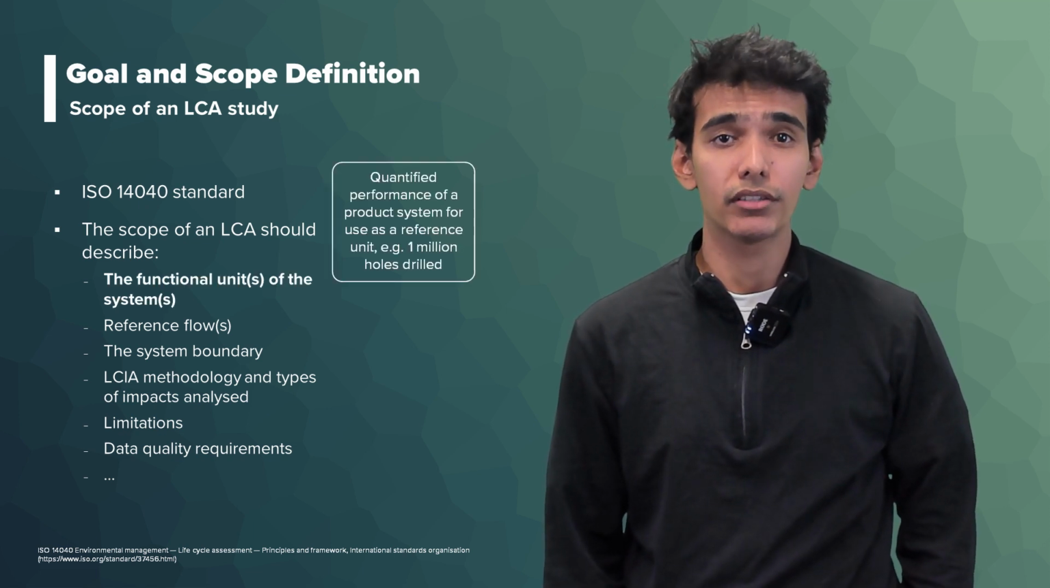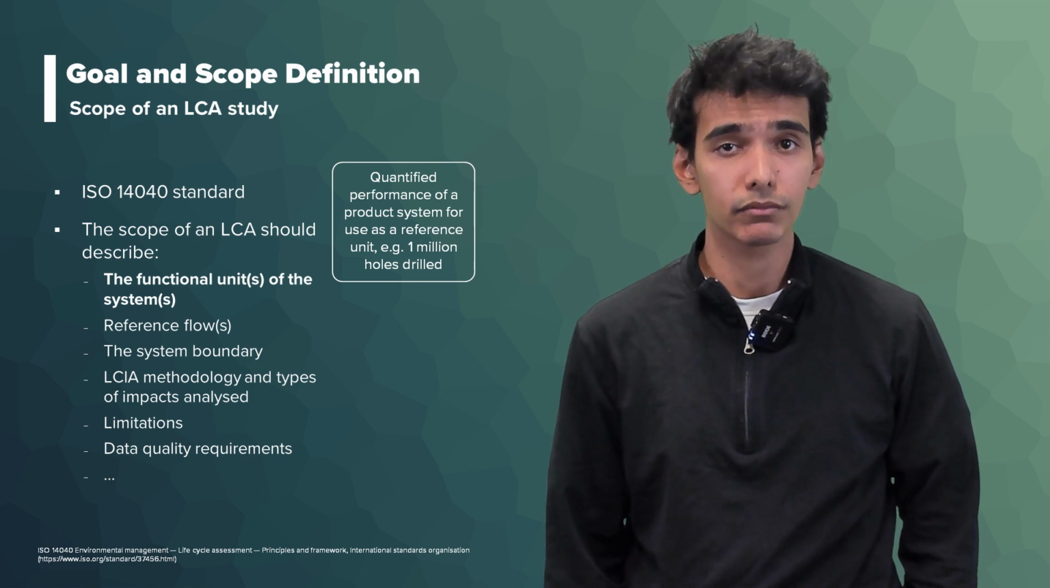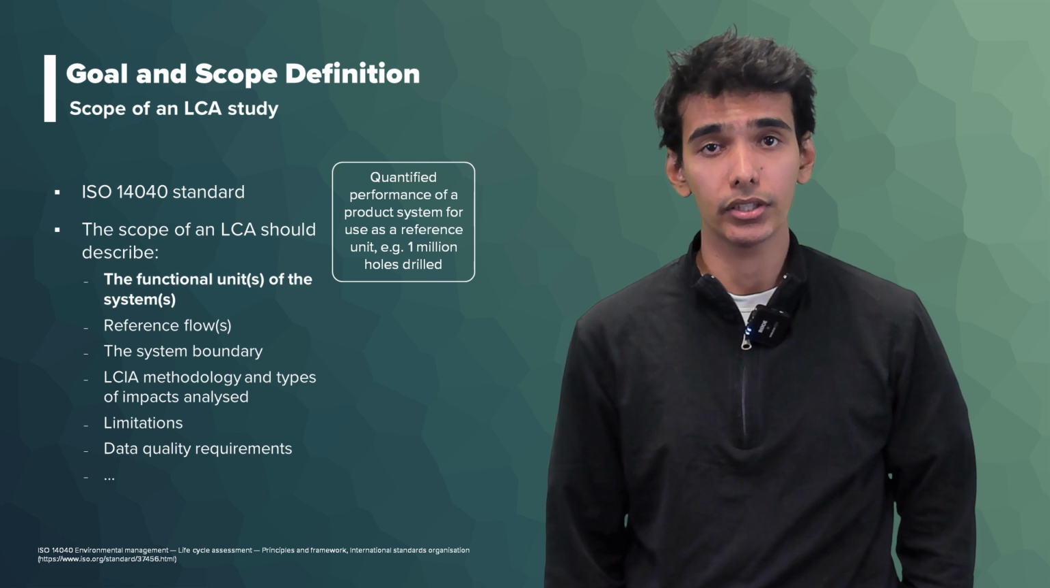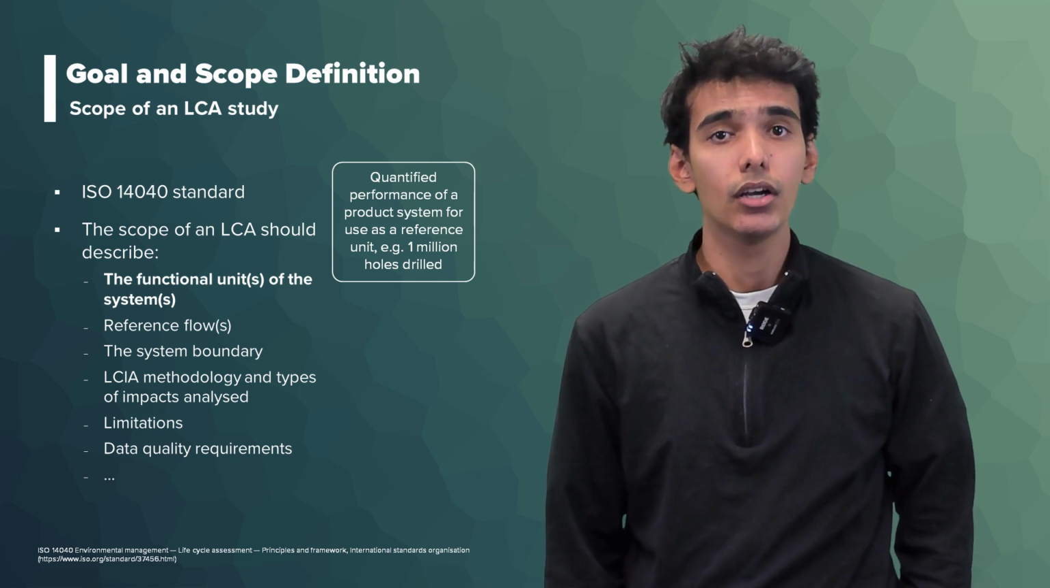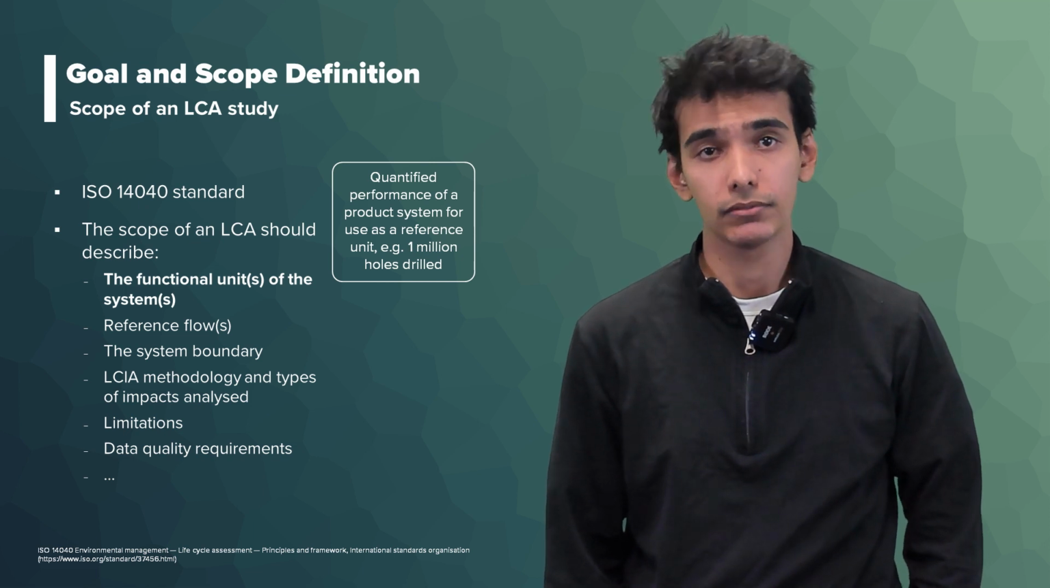So to be defined very easily, these are a quantified performance of a product system for use as a reference unit. So for example, you can have 1 million holes drilled for a particular system involving a drill.